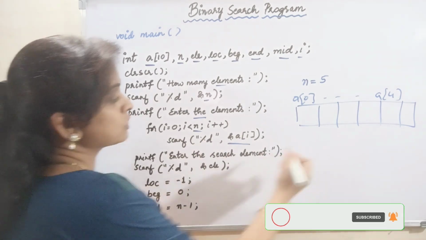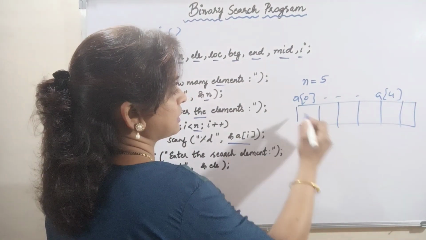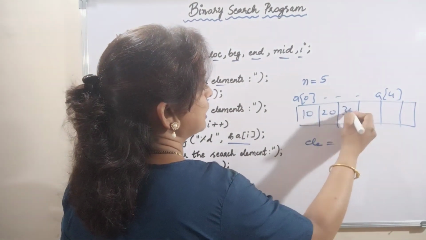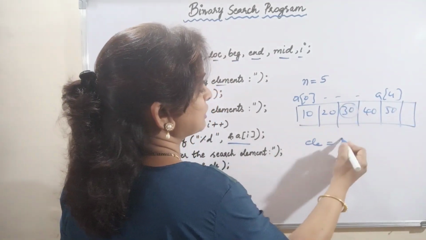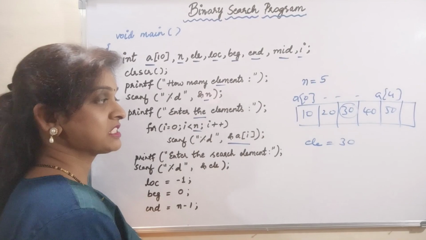Then we also accept the search element. Say for example, I say 10, 20, 30, 40 and 50. Say the search element is 30. Let me take the search element as 30.